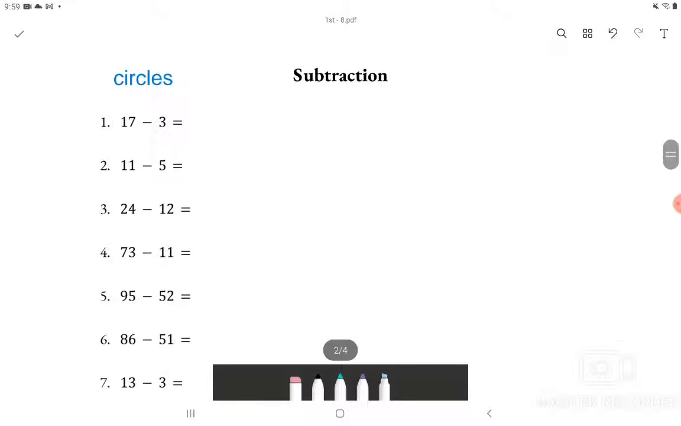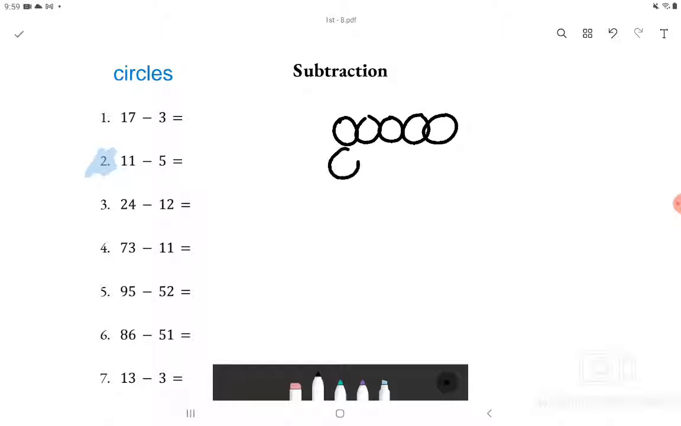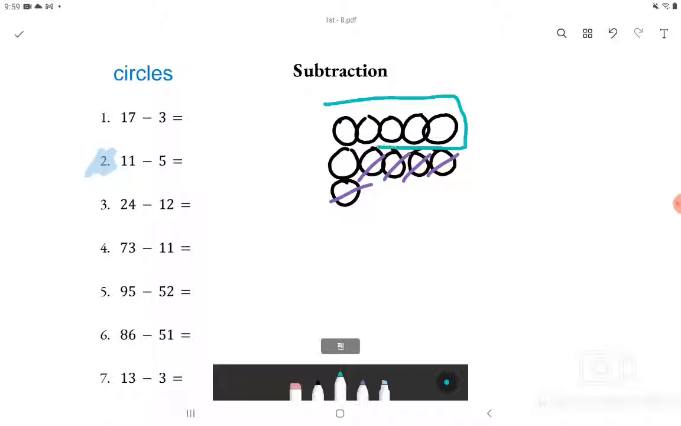Now let's move on to the next section, which is subtraction. For subtraction, there's another way you can solve these types of problems, which is circles. And I'll show you how to do that by solving number 2. So number 2 is 11 minus 5. So you'll start off by having 11 circles, and then you'll subtract the 5. So 1, 2, 3, 4, 5. And what you have to do is just count the rest of the circles. So for this, I have 6. So the answer for number 2 will be 6.